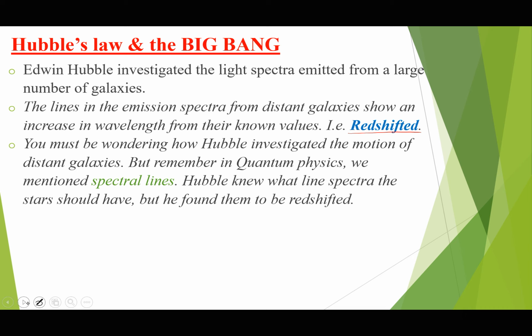And then you must be wondering how Hubble investigated the motion of distant galaxies. But if you have already studied quantum physics, you remember we have mentioned what we call the spectral lines that I've already talked about. So in the laboratory, Edwin knew where several spectral lines in light which is passing through, say, hydrogen should be. And if I know that the spectral lines in light coming from hydrogen should be in this position here. Remember I said the position of these spectral lines depends on the characteristics of the material through which light is passing.